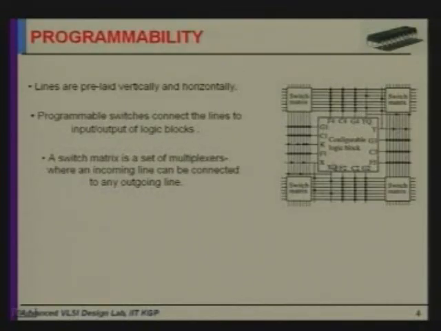Suppose this is a logic block. It is connected to some other logic block. These outputs are also configurable. Now this switch matrix contains a set of multiplexers where an incoming line can be connected to an outgoing line. Suppose this is an incoming line, and it has to be connected to this third line. Then there are multiplexers that will be programmed, and the path will be set. Fine.